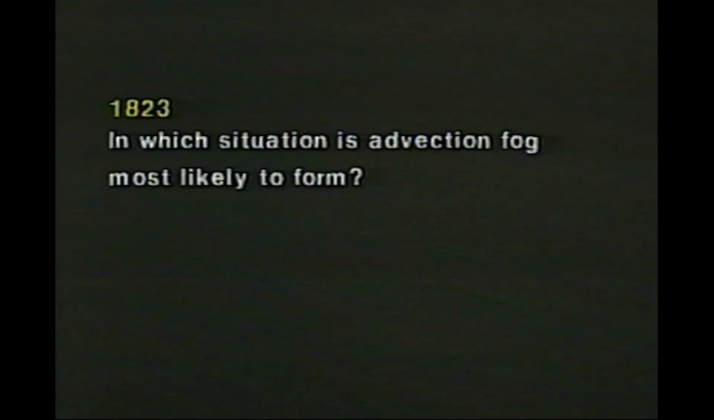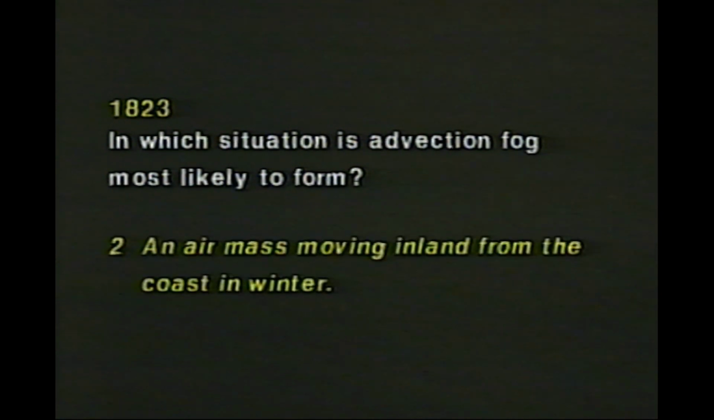And the 2 dangers about sea smoke or steam fog are turbulence and a tremendous accumulation of ice if you happen to be caught in it. So you want to climb above that and don't go through steam fog. You're not allowed in any type of fog until you're instrument rated anyways. So question 823, in which situation is advection fog most likely to form? Answer 2, an air mass moving inland from the coast in winter.